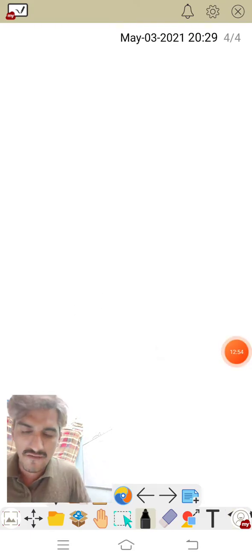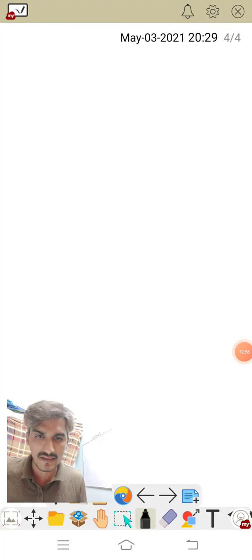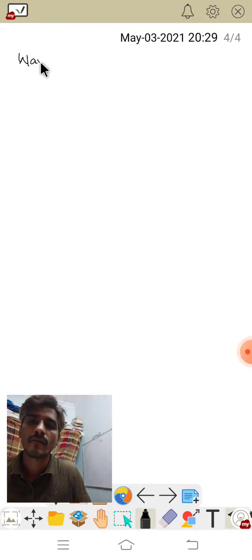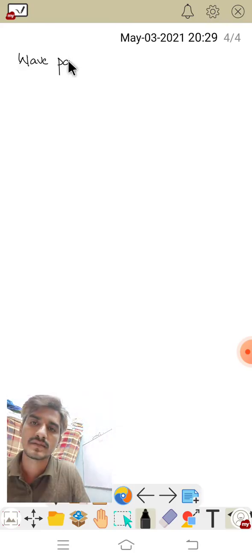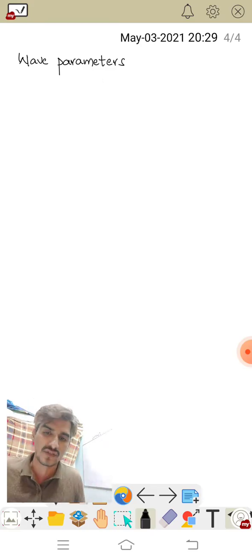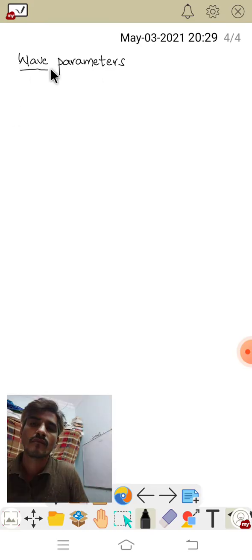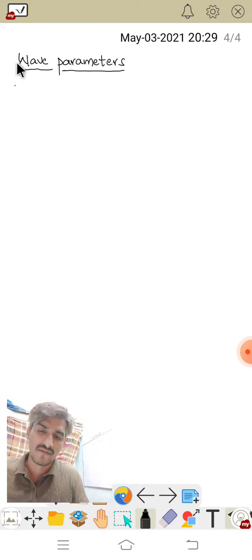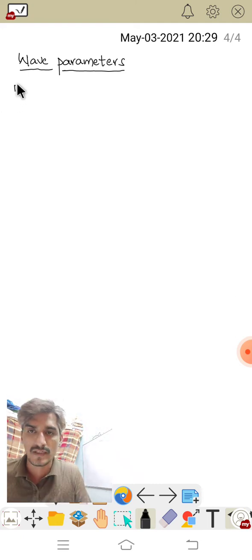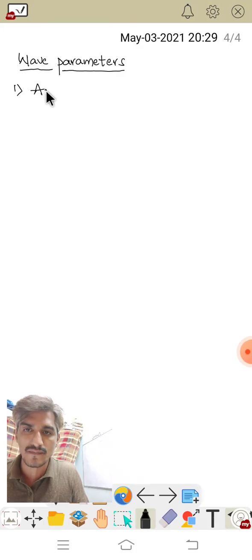Now let us discuss the wave parameters. Wave parameters means what are we observing in wave motion actually. These are the physical quantities that we observe during the wave motion. These are called wave parameters. First one, the first parameter is nothing but the amplitude.